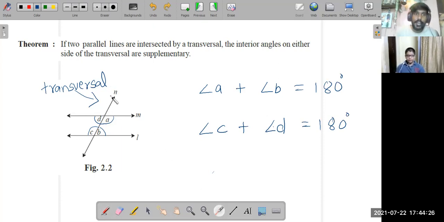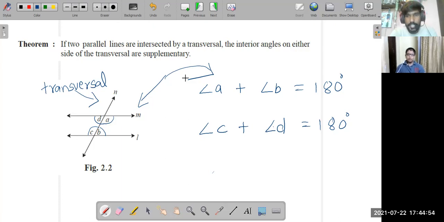So this theorem says if two parallel lines are intersected by the transversal, then the pairs of interior angles are supplementary. That means this will happen: angle A plus angle D will be 180, angle A plus angle B equal to 180, and angle C plus angle D also 180. So interior angles are supplementary. Theorem is fine? Yes, sir.